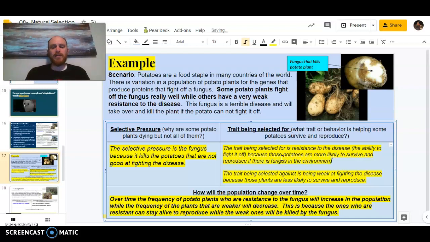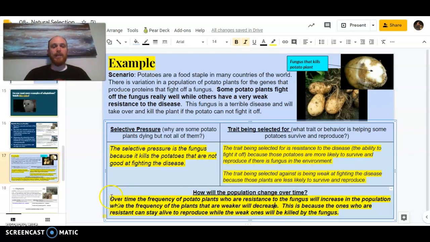Murphy. Always write about the specific thing that's happening in the environment. The second part then is what trait is being selected against. The trait being selected against is the weakness, the lack of resistance to the disease, because the disease is going to kill them, like we talked about over here in the selective pressure. Okay, so if we know that there's a population of potatoes and there's this fungus that's taking them over, and some of them are dying and some of them aren't, how will the population change over time?